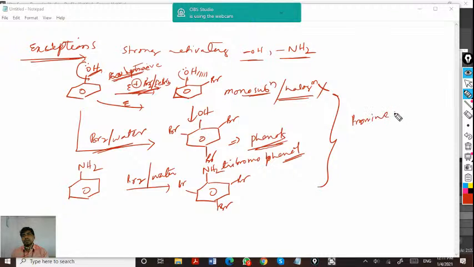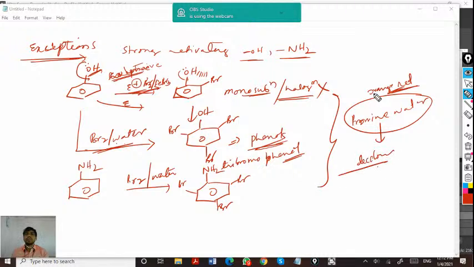Okay, bromine water test. So actually bromine water will be orange red in color. So when the bromine is completely reacted, absorbed by the phenol, it's going to give decolorization. Okay, so bromine water will be decolorized when phenol or aniline is present, or when strong activating groups are present on the phenyl system, or benzene. Okay, so this is the exception.